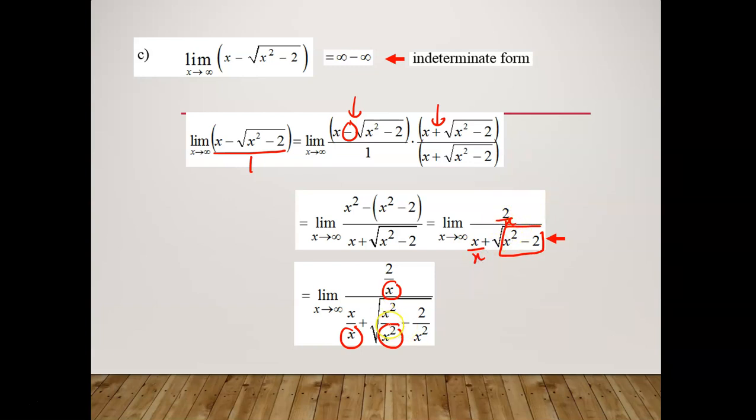So we'll get 0 over 1 plus square root of 1 minus 0. So you get 0 over 2, equals to 0. So you will get 0. Alright.